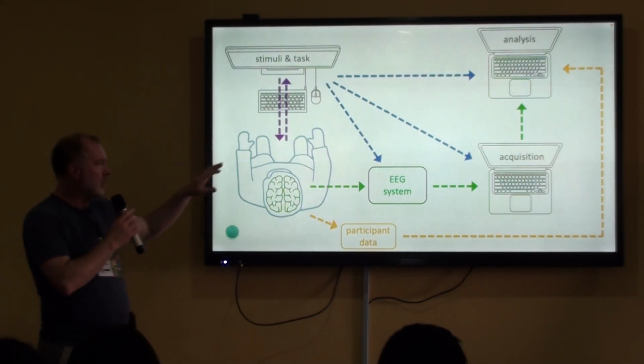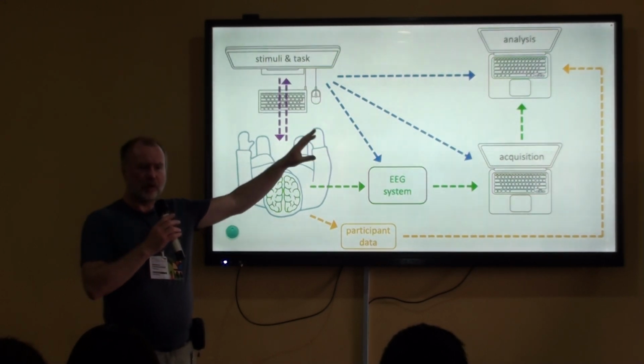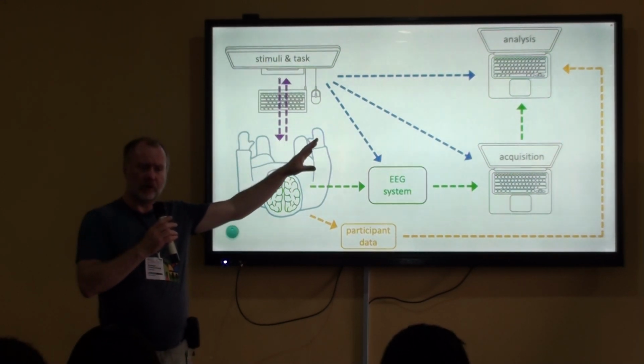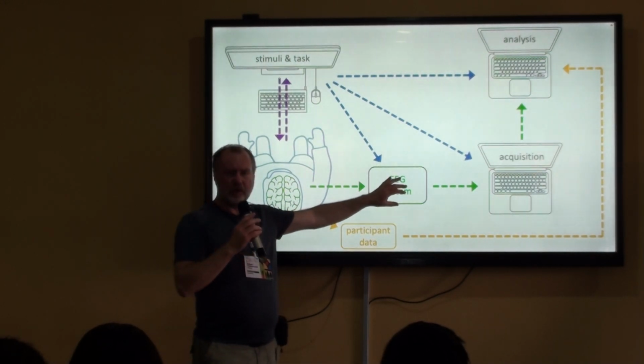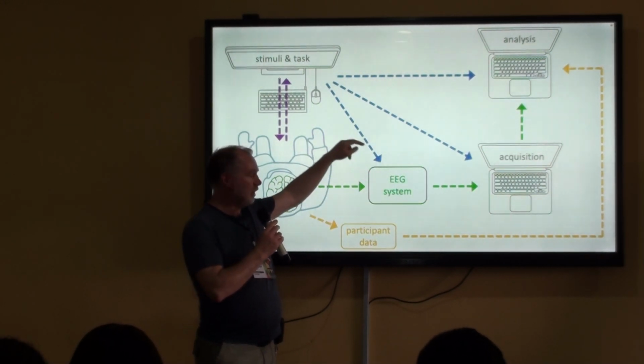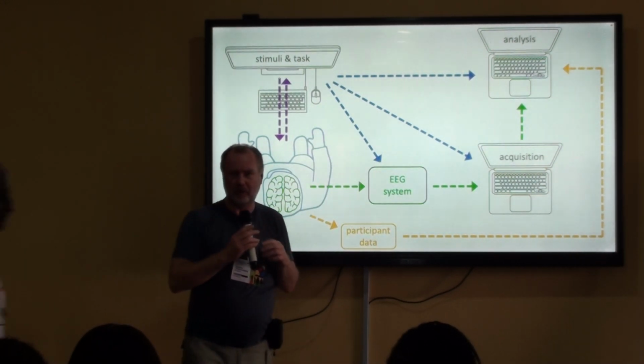So the focus is going to be very much again on the upper right corner, where we do the analysis. But now we're going to use the data that we get from the EEG system very specifically with the timing that we get from the experimental task.